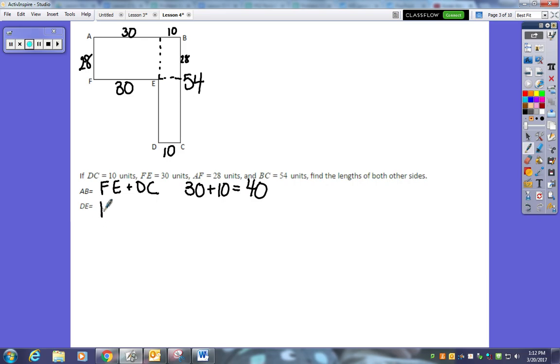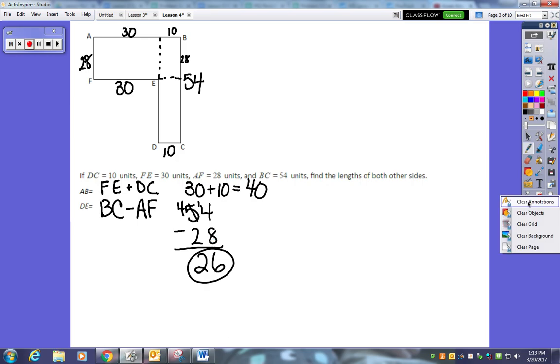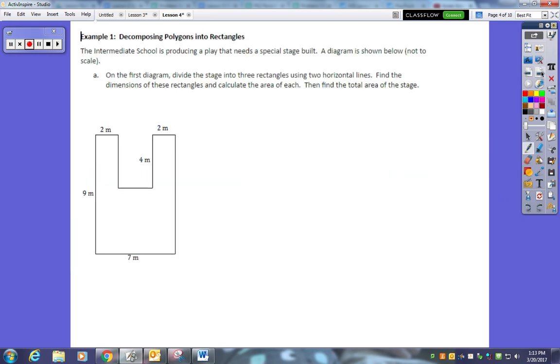So I'm taking BC, subtracting AF. So BC is 54 minus AF, which is 28, and getting 26. So again, using what we know about rectangles and opposite side lengths to determine missing sides. So knowing that information, we're going to look at breaking down some irregular figures to find their area.